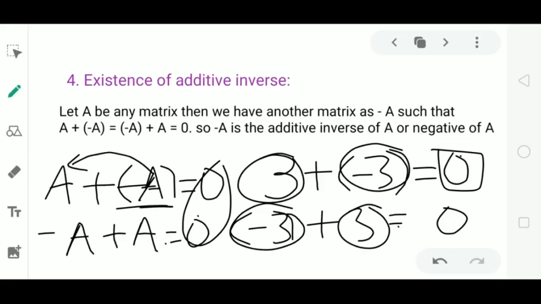Look at the statement. Let A be any matrix, then we have another matrix minus A such that A plus minus A will be equal to minus A plus A is equal to O, where O is here 0 matrix, which is additive identity. So we conclude that minus A is the additive inverse of A or negative of A.